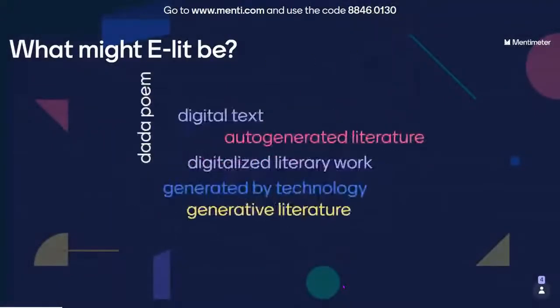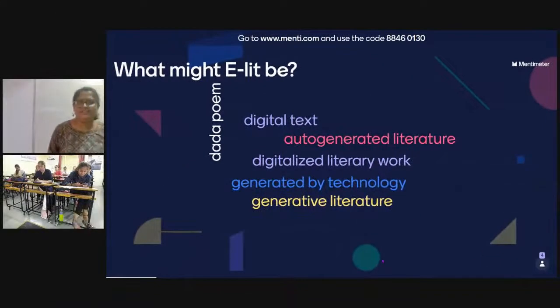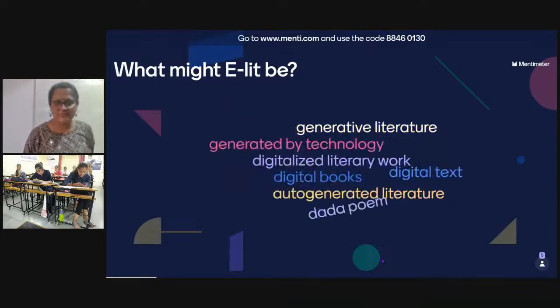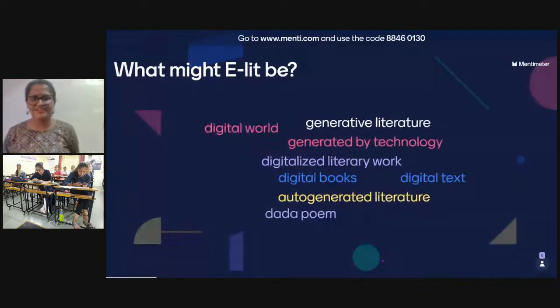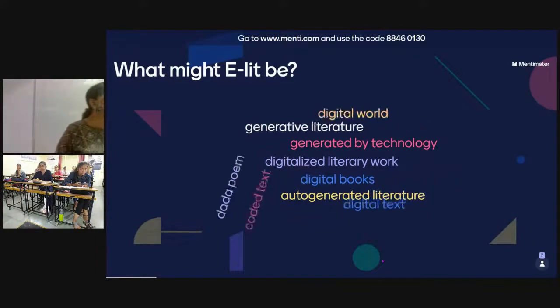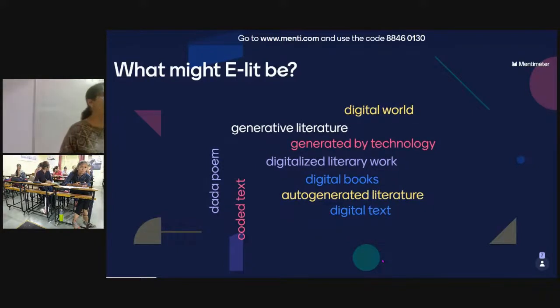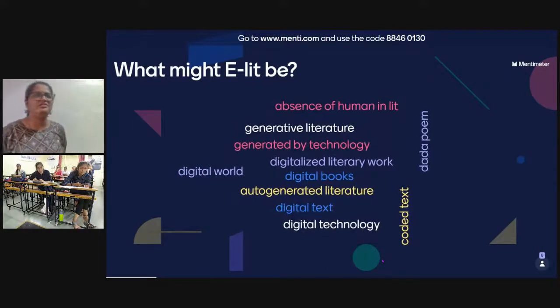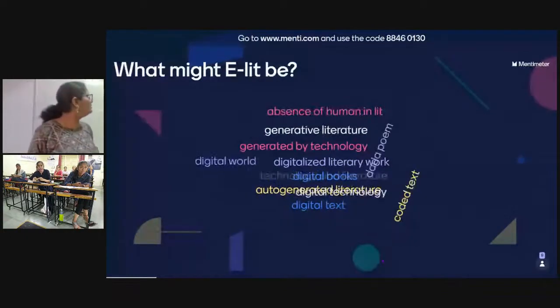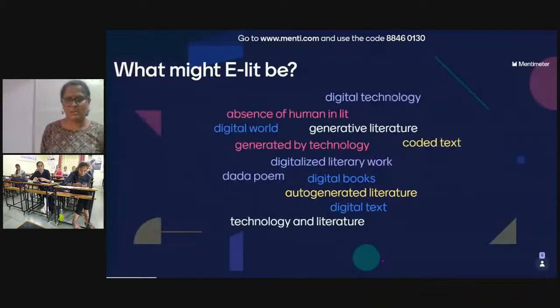Anything else? Generative literature and auto-generated literature. Very good. A lot of generative literature generated by technology. Digital world. Who added the digital world? Yes, you can just raise your hand. Yeah, thank you. Coded text. Very good. Anything else? 7 responses so far. Absence of human in literature. Okay, a very philosophical way to put it, but yes. Digital technology, digital books.